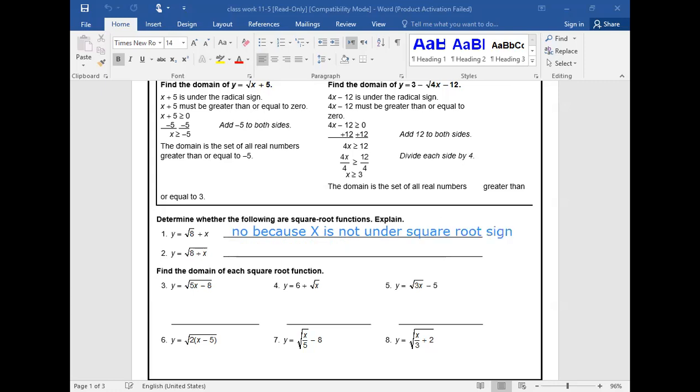For the second question, y equal to the square root of 8 plus x. So this one is a square root function. Yes. What is the reason? Because x, or the independent variable, is under the square root sign.